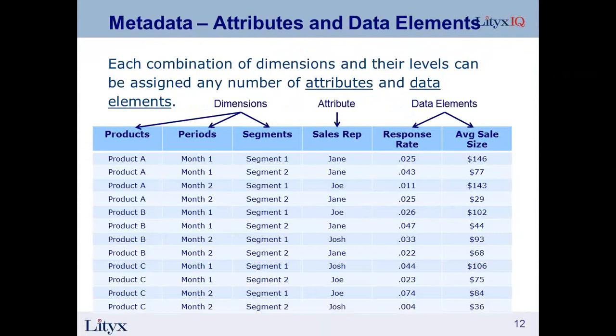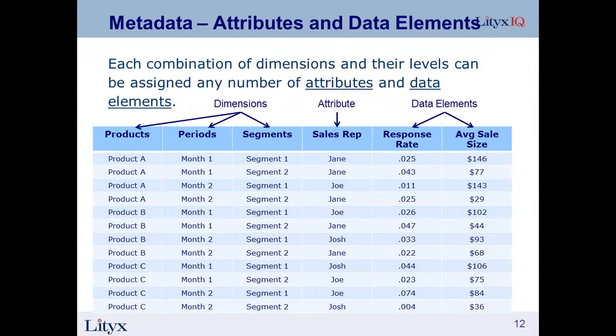And we also have 2 data elements that we've defined, which might be something like an expected response rate that sales rep is expected to get for that period, product, and segment, and also an expected average sale size. So you can see those things vary, of course, as we look to different combinations of these 3 dimensions.